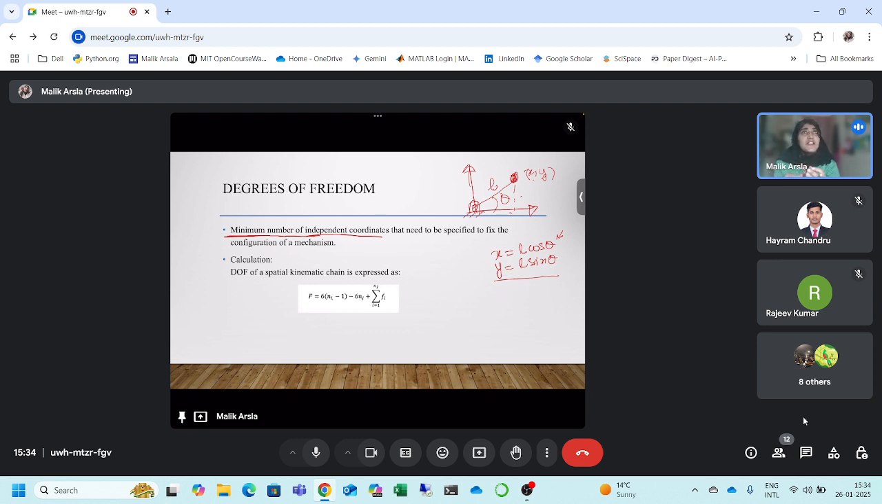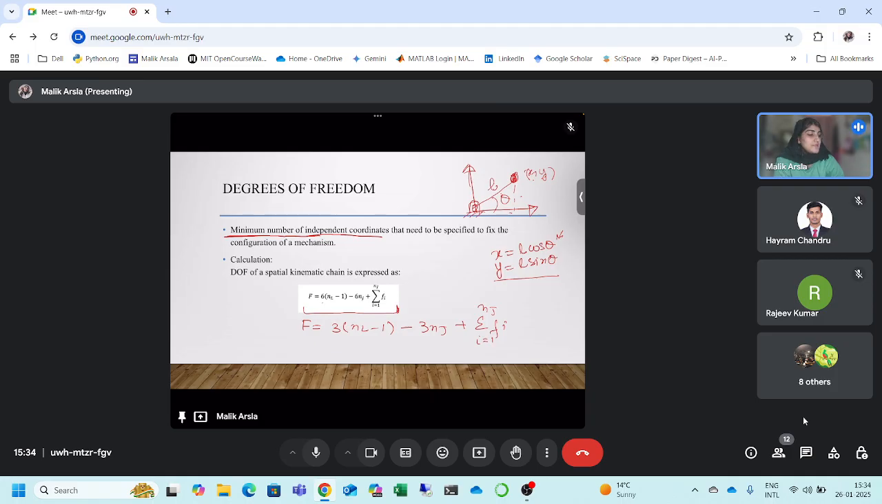But if there is a planar mechanism, we say that in a plane any body has 3 degrees of freedom. Now this formula which I have written here is to calculate the degrees of freedom of a spatial kinematic chain. If it were a planar kinematic chain, this 6 will turn into 3(nl minus 1) minus 3nj plus summation of fi, running from 1 to the number of joints or kinematic pairs.